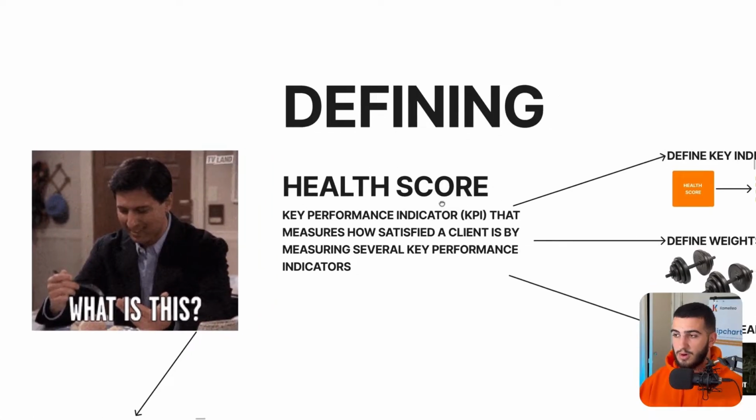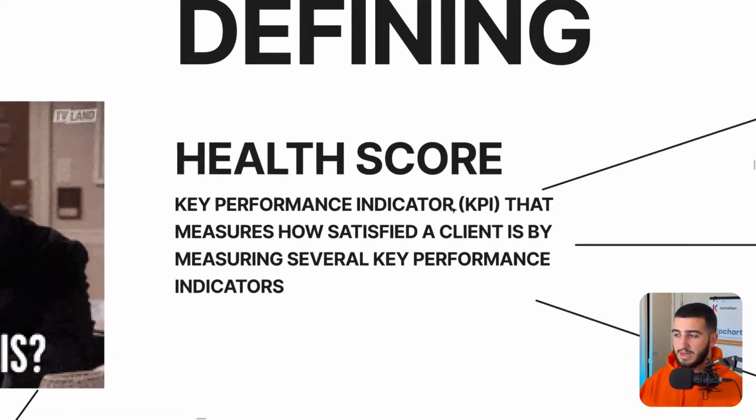And for all of you that just clicked on this video to figure out how to track it, if you already know what it is, skip to this part in the video right here because I'll bring you to the section where we start building a Google Sheet. But for those of you who don't know, don't worry. Health score is basically a key performance indicator that measures how satisfied a client is by measuring several key performance indicators across different departments and comparing them to your usual results.